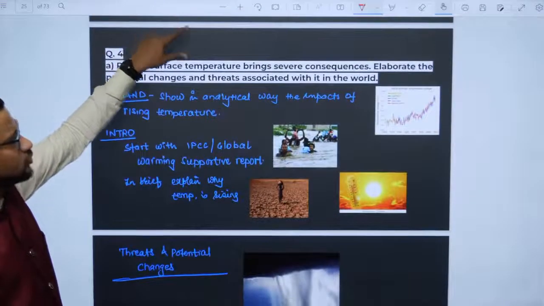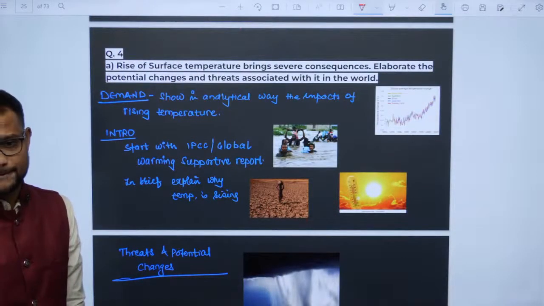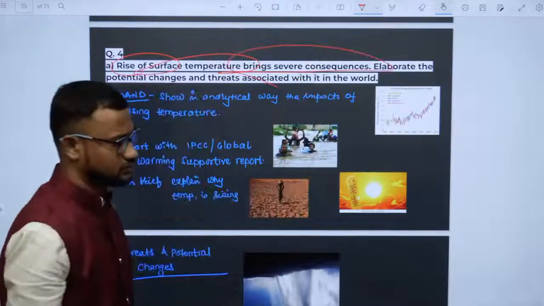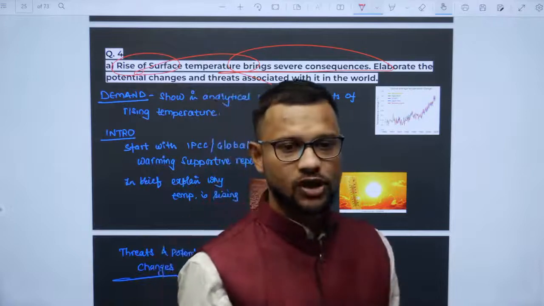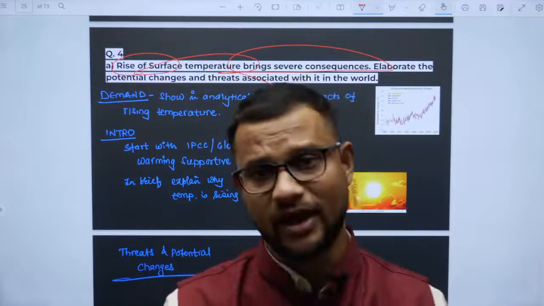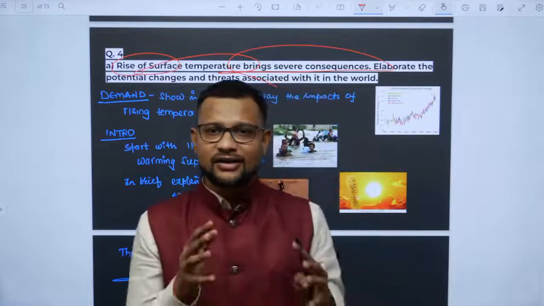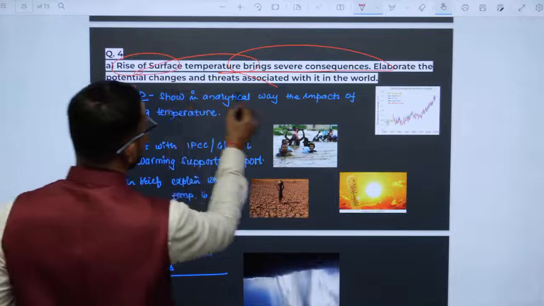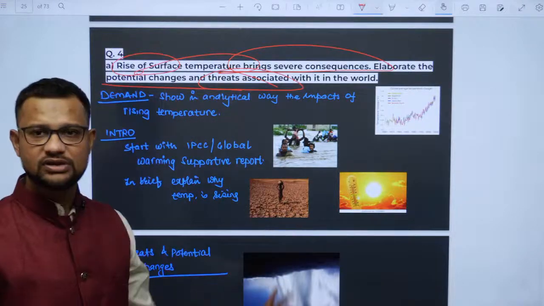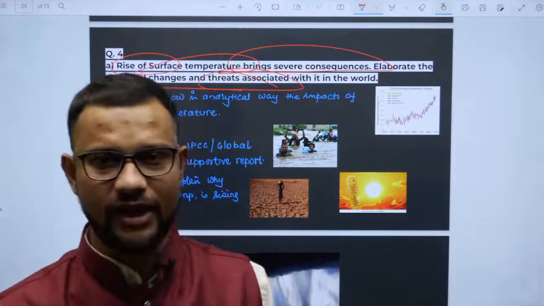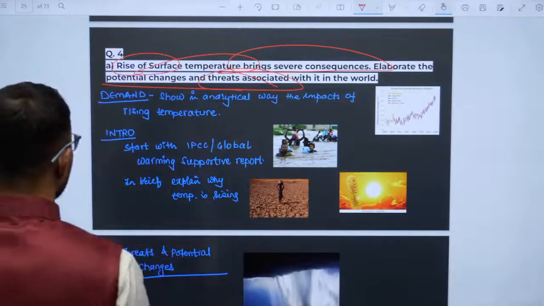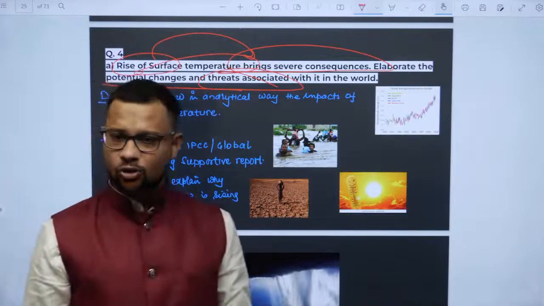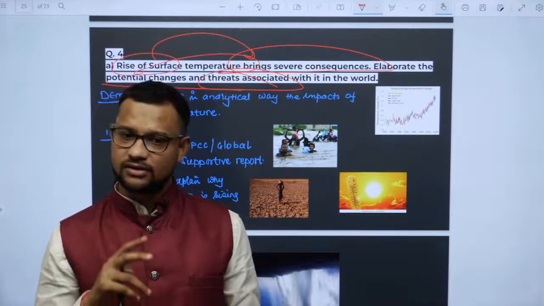Then the last question in Section A: rise of surface temperature brings severe consequences. This is a well-known question, we read about it so many times, it must have been in the newspaper too. So, rise in temperature leads to severe consequences. Elaborate the potential changes and threats associated. See how straight and easy the question is, absolutely easy to attempt. So write how it leads to rise in temperature, write about global warming, write about greenhouse gases.